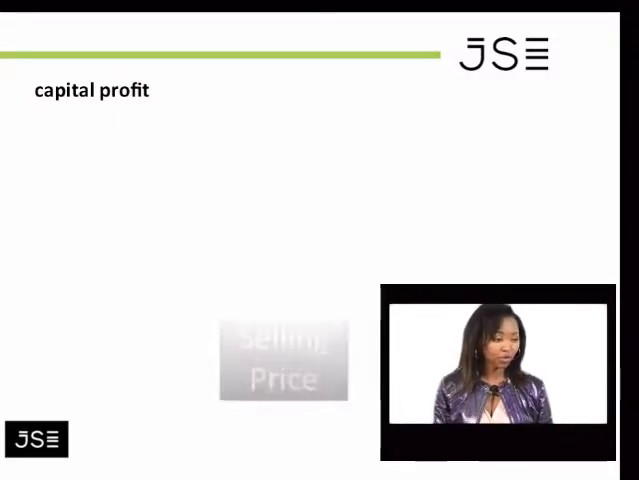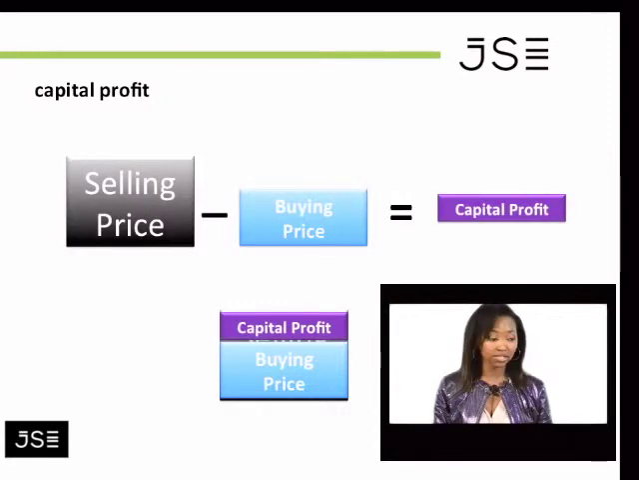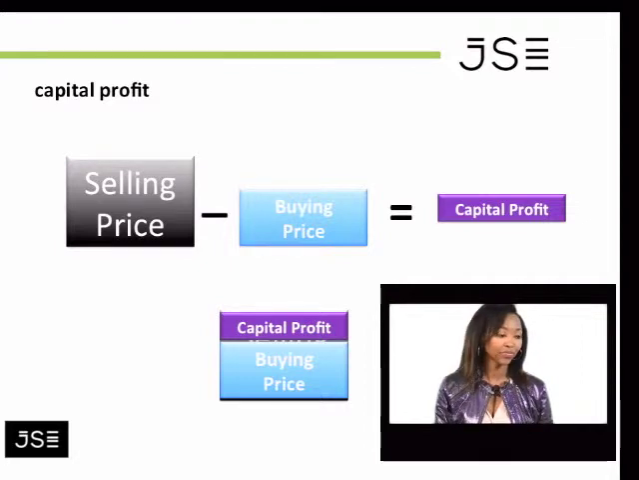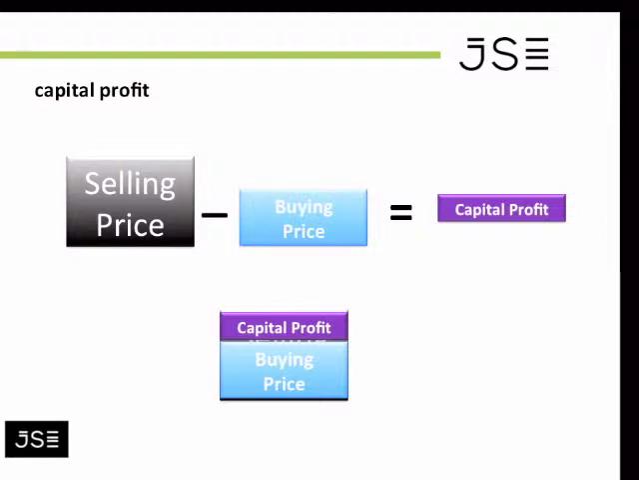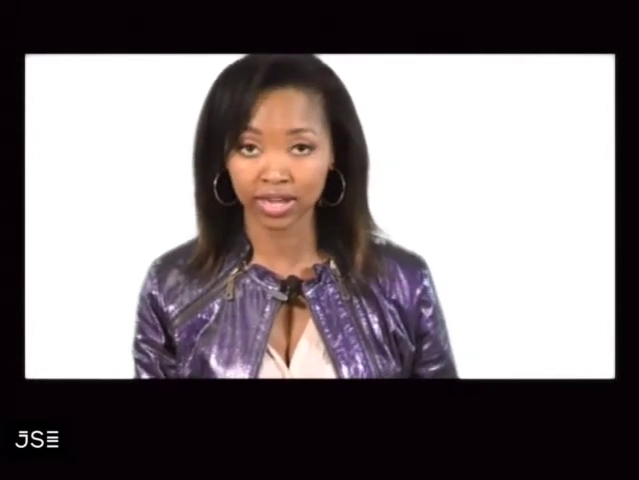So let's have a look at the formula for calculating capital profit. It's basically the selling price of the share minus the buying price, and that gives you the capital profit. Could it be simpler? I don't think so. So let's say, for example, you bought the share for 10 Rand, and then it's now trading at 50 Rand. So the selling price is 50, the buying price is 10, because you bought it at 10. 50 minus 10 is equal to 40, so you make a capital profit of 40 Rands.